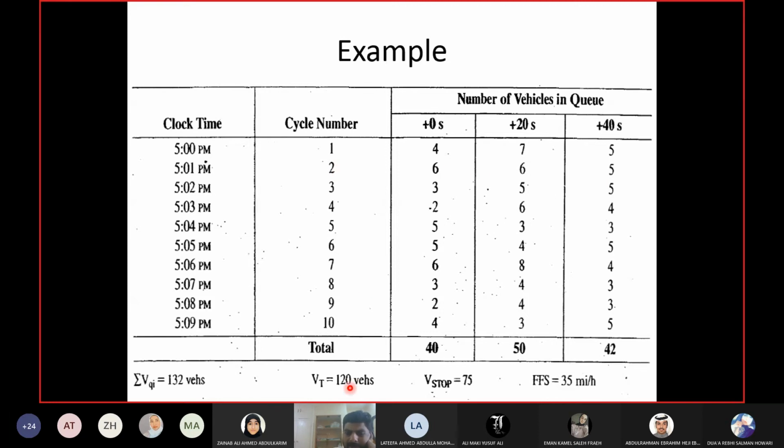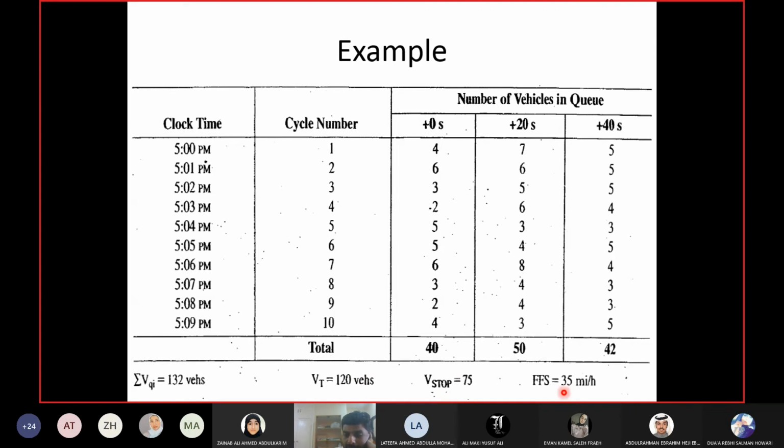This is the total number of vehicles. This is given by observer 2. This is not coming from this table. Total number of vehicles arrived is 120, coming from observer 2. Total number of vehicles stopped, again coming from observer 2, is 75. Not from this table.